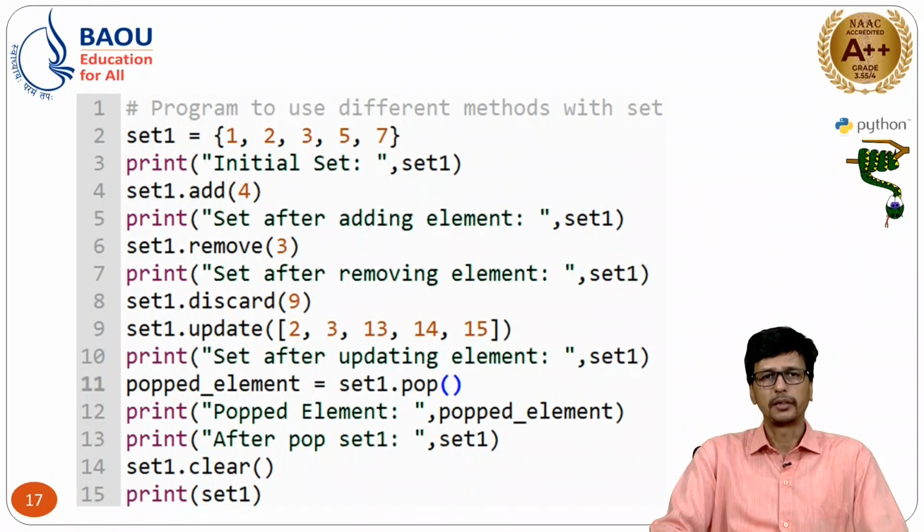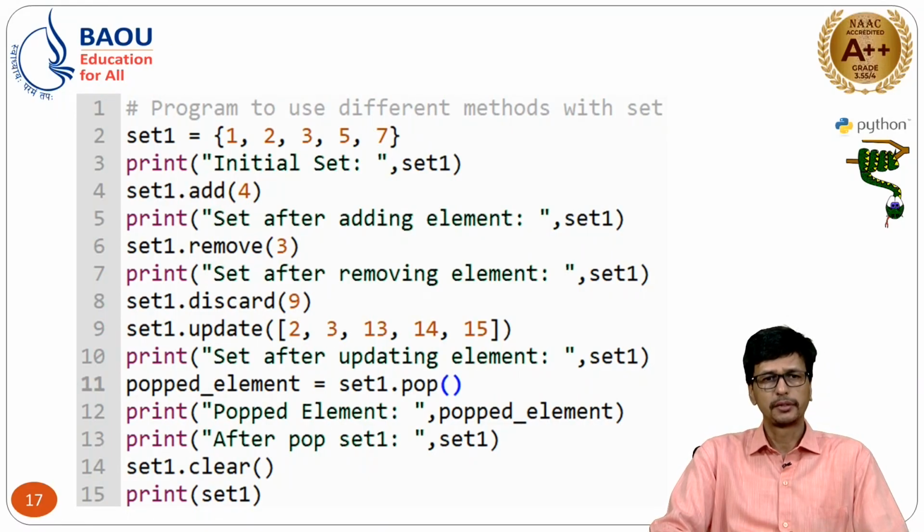Now all those methods that we have mentioned here in the program, you can see we have created one set. Then after set1.add method we are adding 4. So in the result, a total of 1, 2, 3, 5 and 7 elements are there. After executing this statement 4 will be added. Then after remove, 3 will be removed. If you are trying to remove an element which is not in the set, as we have discussed, the error will be raised, that is key error.